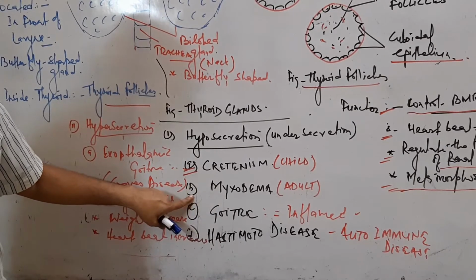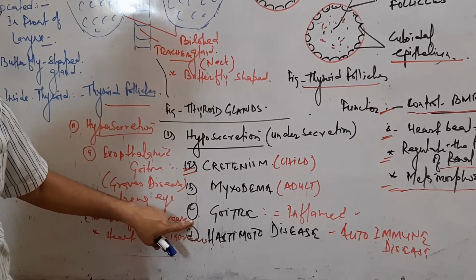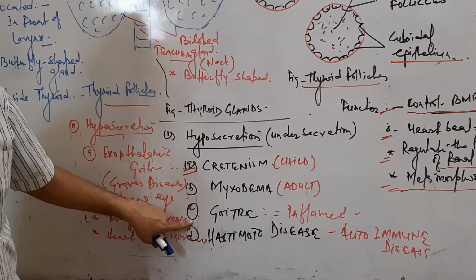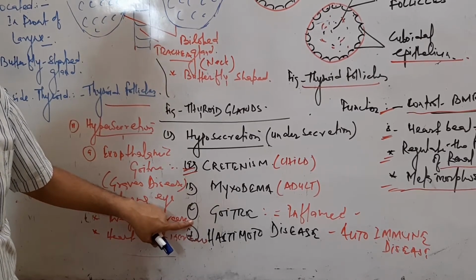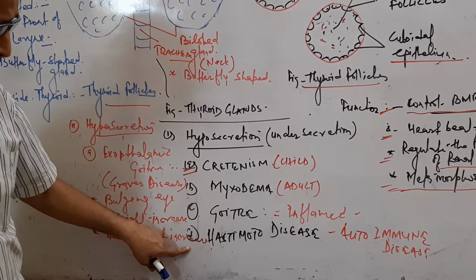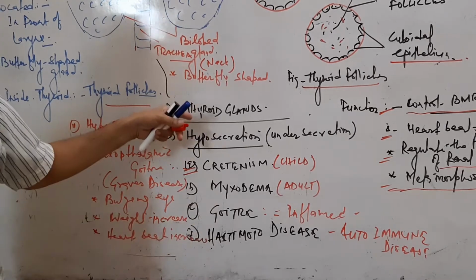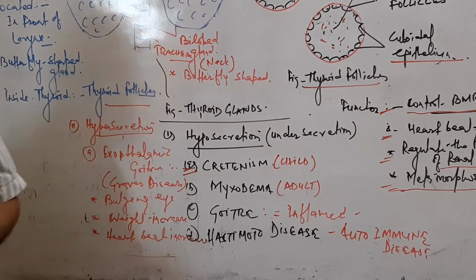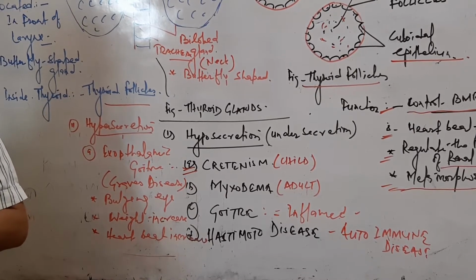Second one, myxedema. Third, simple goiter. It is related to the neck, and the neck becomes swollen. That is called simple goiter. And another one is Hashimoto's disease. These four main diseases occur due to the hyposecretion, or undersecretion, of the thyroid hormones.